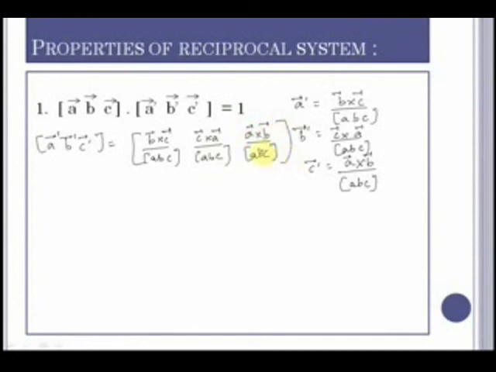Now we can take ABC common and get the box product of A, B, C whole cube, into B cross C, C cross A.